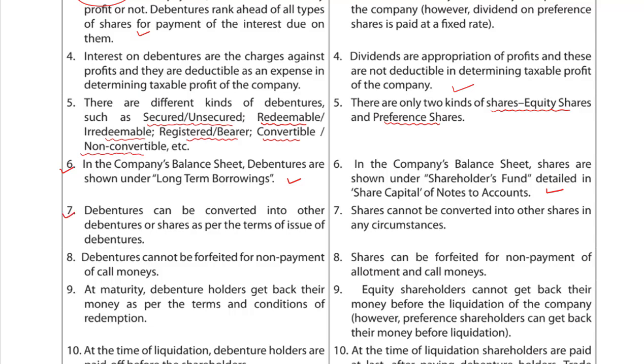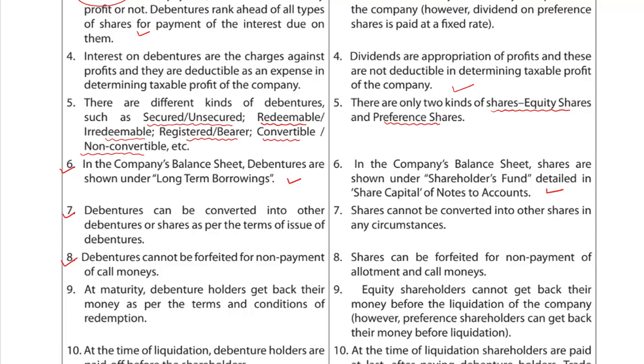Debenture holders can convert into other debentures or shares as per the terms of issue of debentures. Shares cannot be converted into other shares in any circumstances. Debentures cannot be forfeited for non-payment of call monies. Shares can be forfeited for non-payment of allotment and call monies.